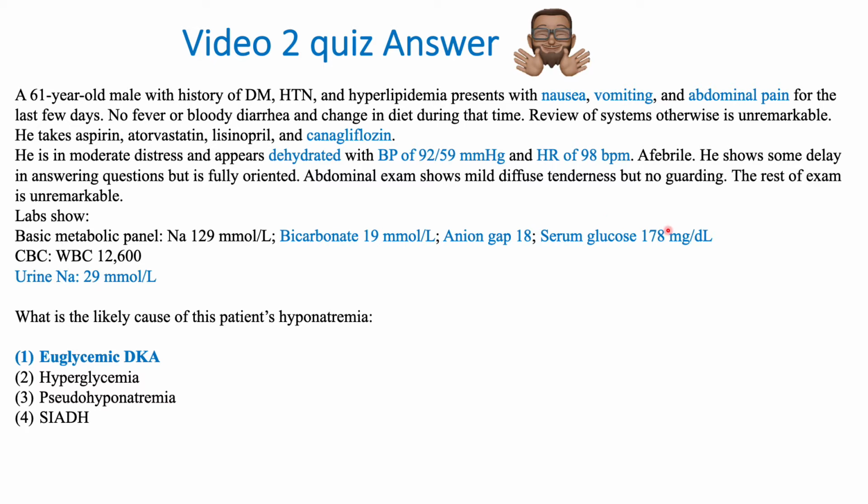I would love it if they put the measured serum osmolality in the question. That would be even nicer. This question is from MedApp, but they didn't do that. But regardless, it's unlikely because there are no other features to suggest it. And then SIADH, usually urine sodium is higher than 29, as we're going to discuss in the coming videos.